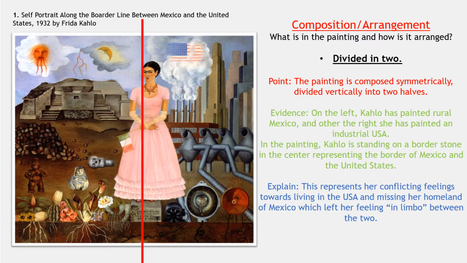So evidence, so where can we see this in the painting? Well, on the left hand side, Kahlo has painted rural Mexico, and on the right hand side, she has painted an industrial USA. You could even go on to talk about how Kahlo herself, as she's in the middle of the painting, could be representing the border of Mexico. And lastly, to make sure that we are talking about the effect of this, we use the explain part of our P chain, and we could say that this represents her conflicting feelings towards living in the USA and missing her homeland of Mexico.